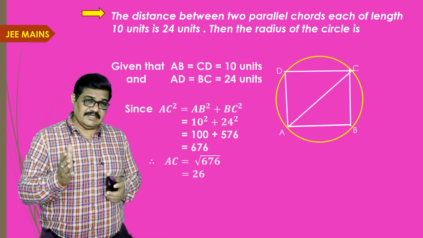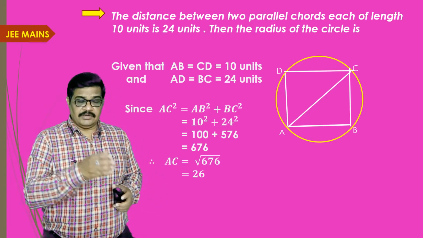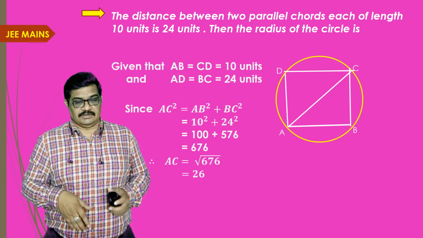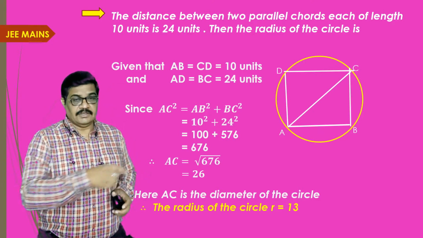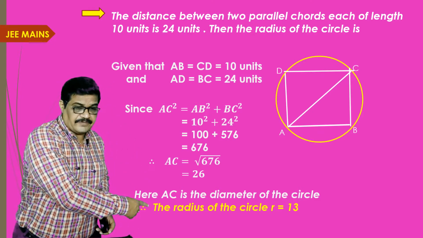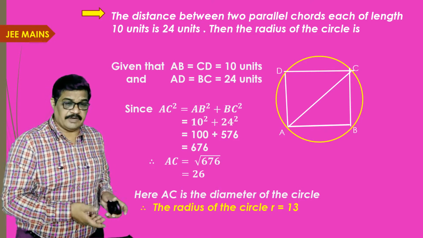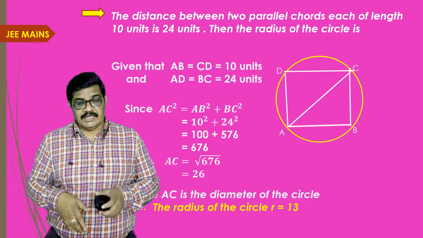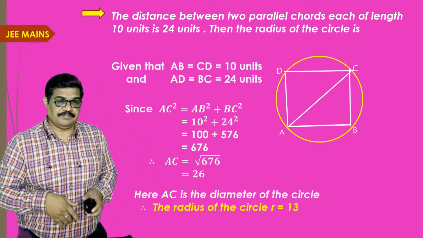What is AC here? AC is the diameter of the circle. Now in this problem we have to find the radius of the circle. Therefore, since AC is the diameter of the circle, the radius of the circle is AC by 2, that is 26 by 2, that is 13. So the radius of the required circle R is equal to 13. It is the answer of the question.